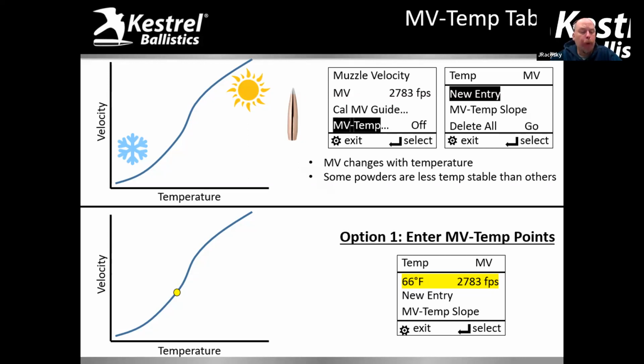So one of the first things, how do you enter a point? Well, if you're not doing it with the cal MV and automatically entering it, we can highlight MV temp, hit the center button, and you'll see something called new entry. Hit the center button. And here's where we can use the right and left arrows to change the temperature and change the muzzle velocity. So right now I'm just putting in an example, 2,783 feet per second. And when I'm done, I exit out. And then when I exit out, you'll see there is now a new point on the table. We can add up to 6 points. Next slide.